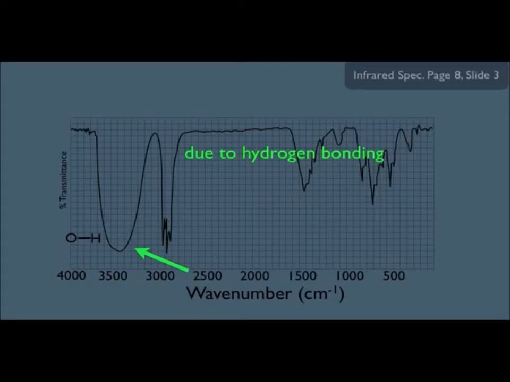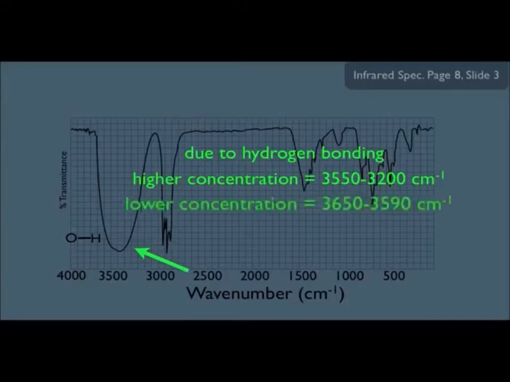Therefore, let's say if you have a sample that you put in the IR that has a very high concentration of OH, then we can expect a nice broad peak between 3200 and 3550. If you run the same molecule but at a lower concentration, you can see that range narrow. Now it's only 3590 to 3650. The lower concentration sample would have less hydrogen bonding.